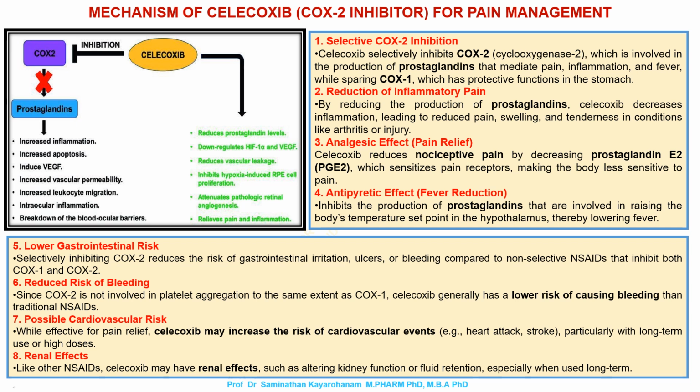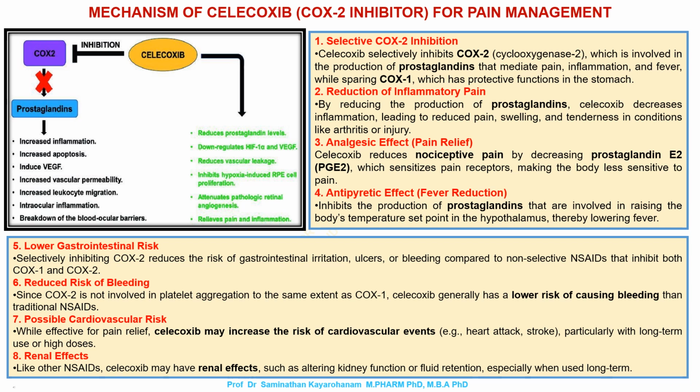2. Reduction of inflammatory pain. By reducing the production of prostaglandins, Celecoxib decreases inflammation, leading to reduced pain, swelling, and tenderness in conditions like arthritis or injury. 3. Analgesic effect, pain relief. Celecoxib reduces nociceptive pain by decreasing prostaglandin E2, PGE2, which sensitizes pain receptors, making the body less sensitive to pain.